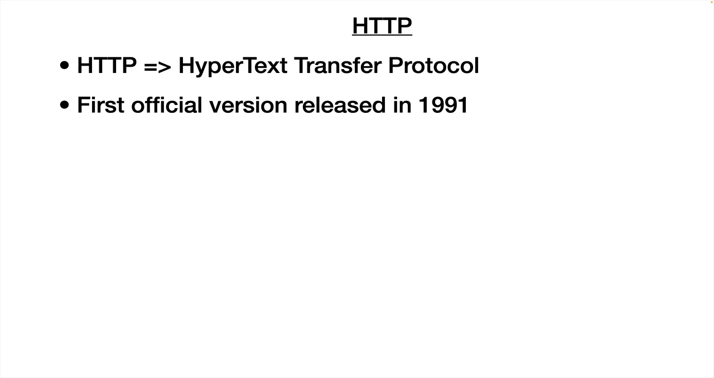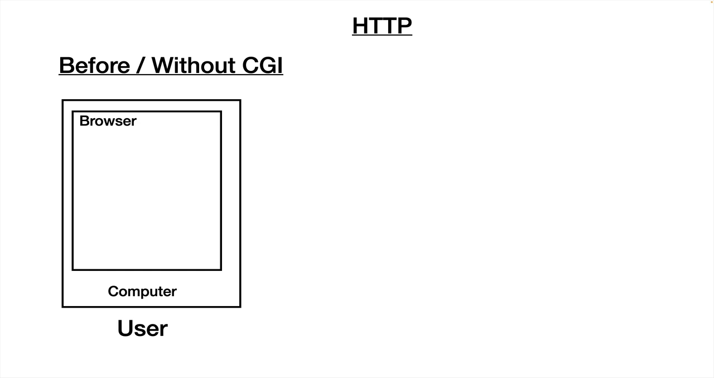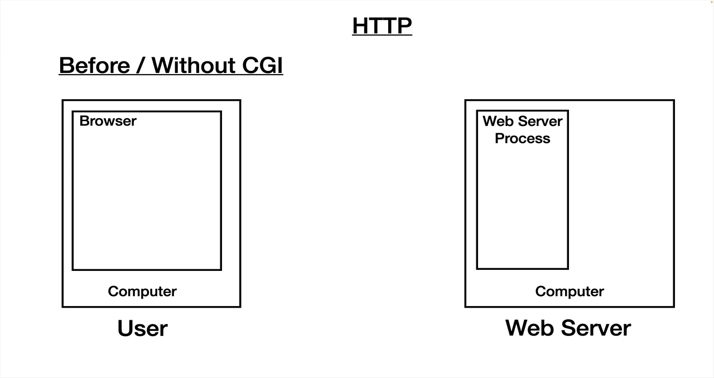And it was first officially released in 1991. And in 1991, before something called CGI existed that we'll talk about in a moment, this is kind of the setup and the process that we have. So on a computer somewhere with a user sitting in front of it, the user is running a web browser piece of software. And somewhere out on the internet, we have a computer that, because it serves web pages, is going to be referred to as the web server.